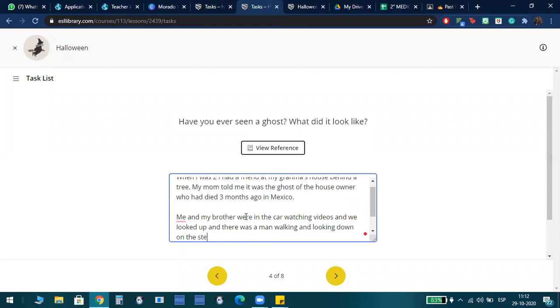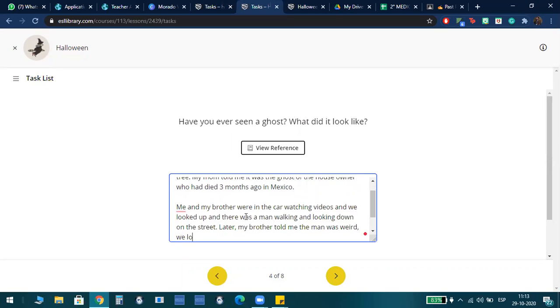Then my brother told me the man is too weird. The man looks very strange. My brother said that. And when we looked again at the man, yeah. We looked again. He disappeared. And suddenly he disappeared.